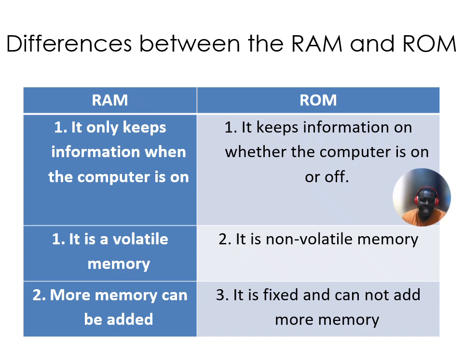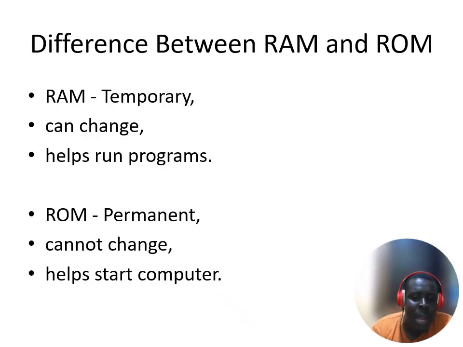So let's look at a clear summary of the differences between the RAM and then the ROM. So we said RAM is temporary. That means that it is volatile, and it can be changed, and it helps to run programs. The ROM is permanent, meaning it's non-volatile. It cannot be changed and it helps the computer to start.